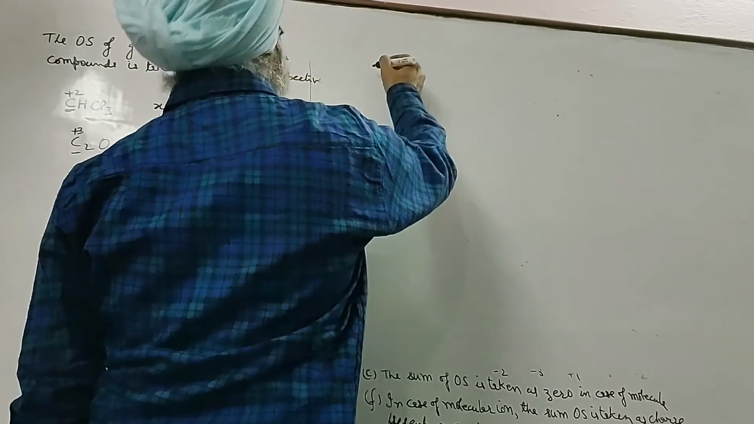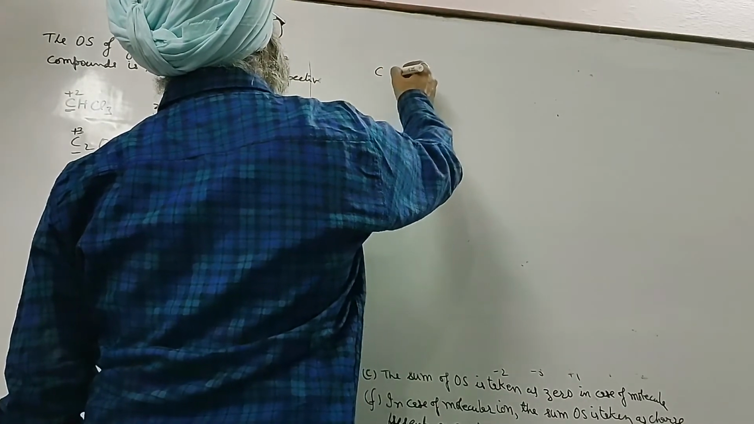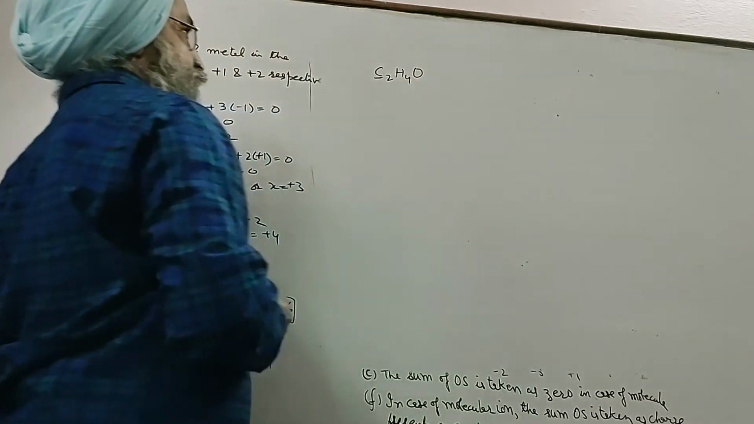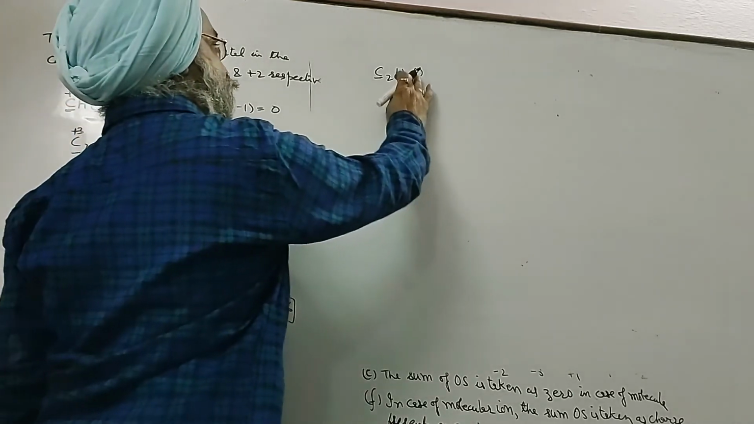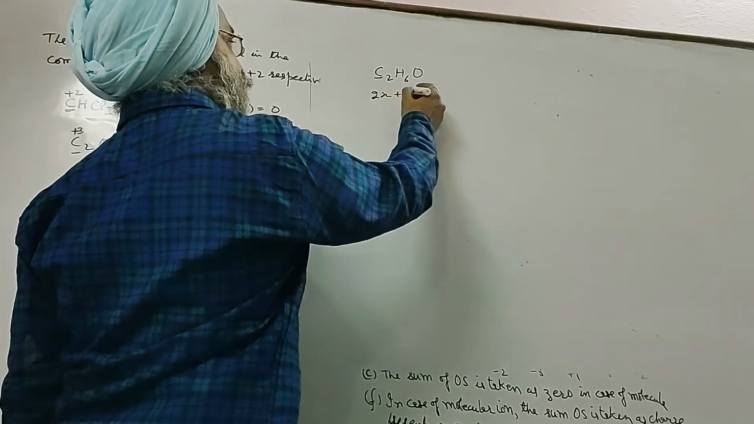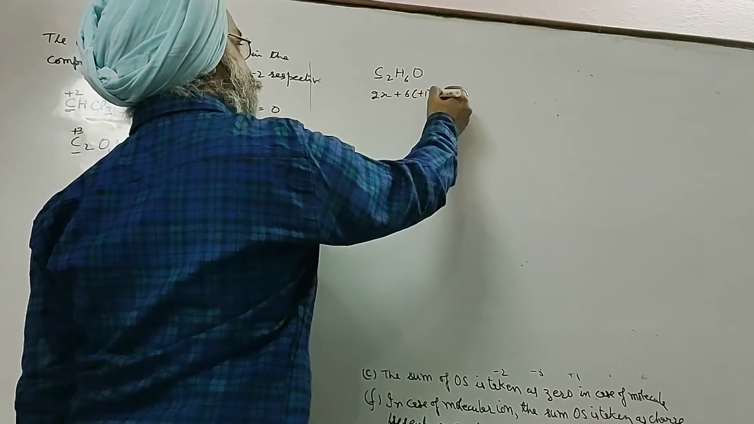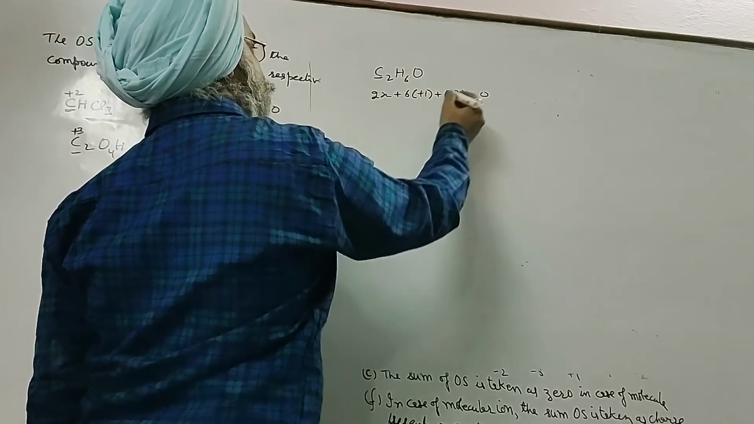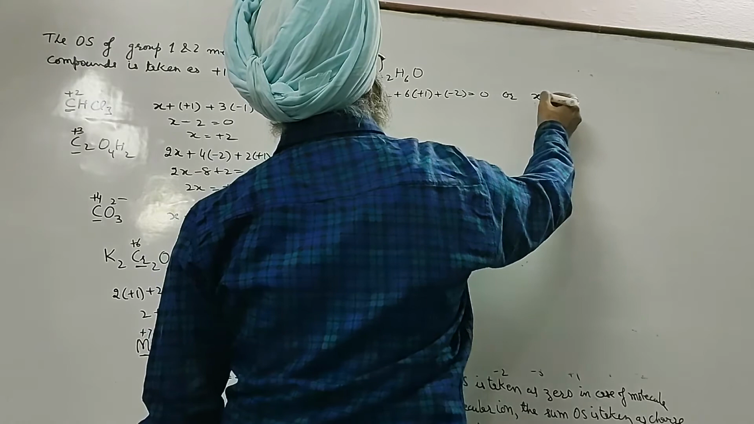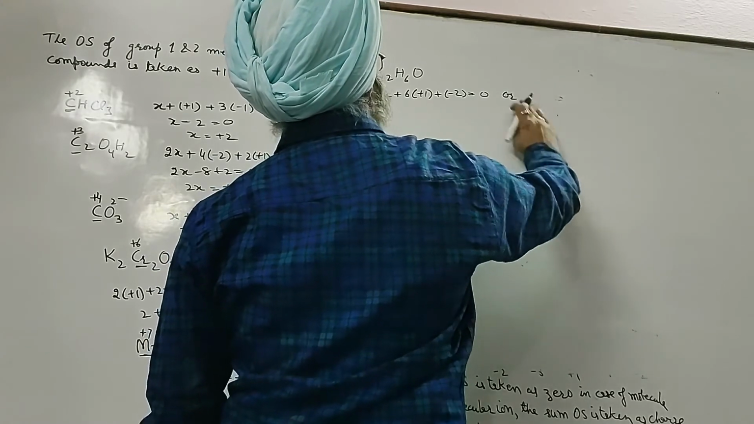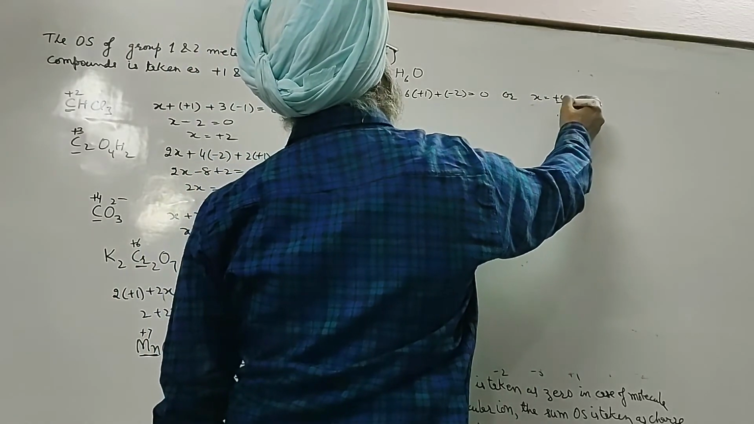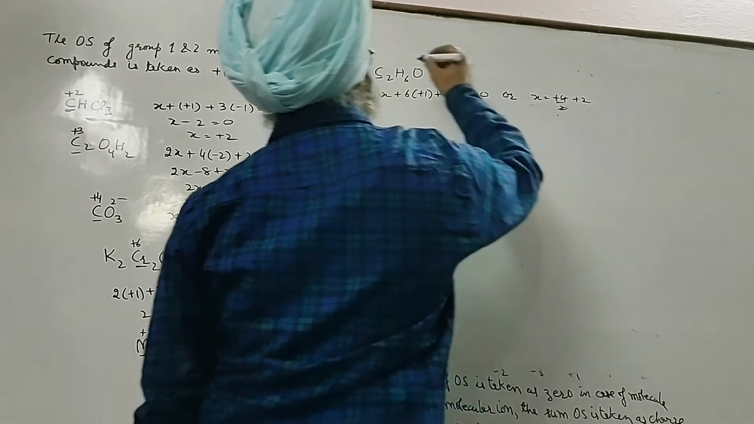The oxidation state of carbon in C2H6O. So 2x plus 6 into plus 1 plus minus 2 equal to 0. Then x is equal to minus 3. Sorry. Then x is equal to, here, plus 4. X is equal to plus 4 by 2, plus 2.